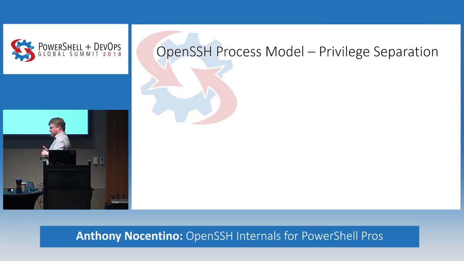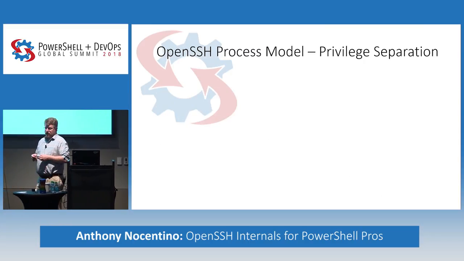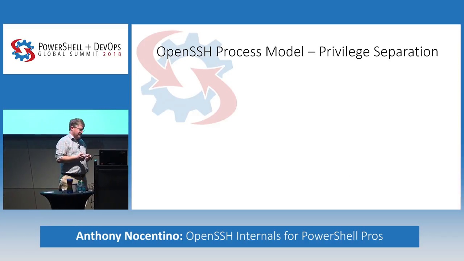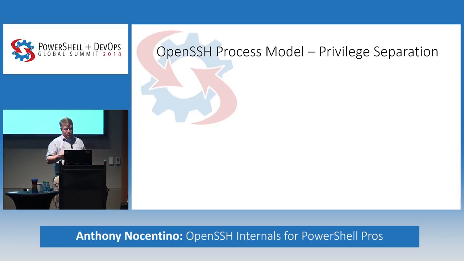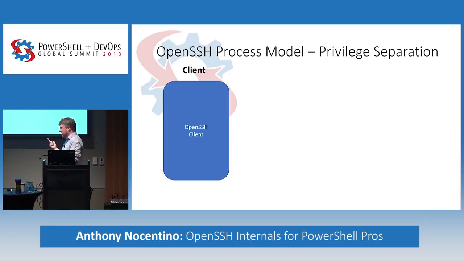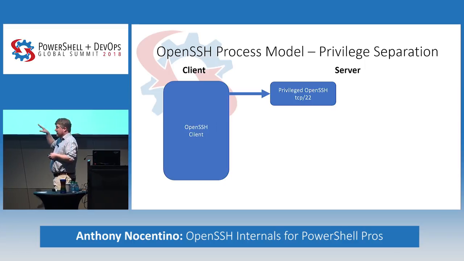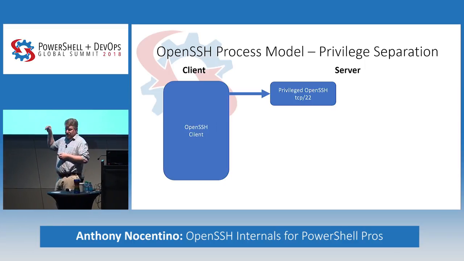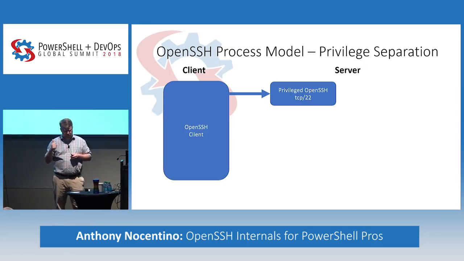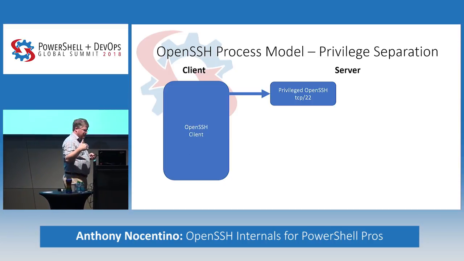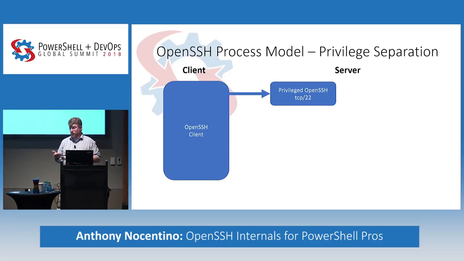So I'm gonna hit you with a little bit of theory, but it could become very practical very quickly. We're gonna talk about the process model inside of OpenSSH and this concept called privilege separation. If I'm on a client and I make a connection to a server, that port that's open on my Linux server, by default on OpenSSH, will be port 22. On a Linux system, ports below 1024 have to be opened by a privileged user, AKA root, right? Which means my remote access system will have an exposed port on the internet potentially running as root. That sounds kind of scary, right?